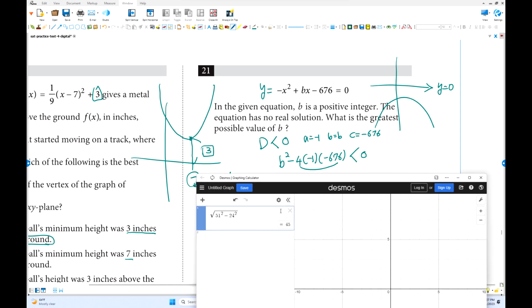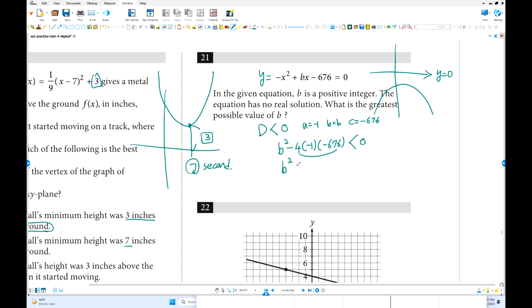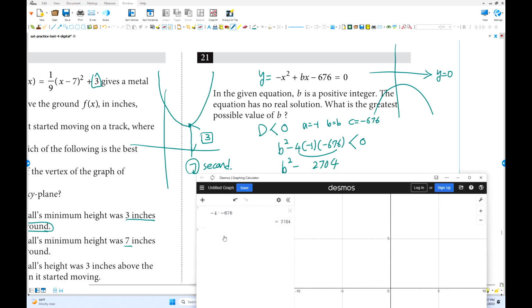Okay, take a look. 4 times negative 1, negative 4, right? Negative 4 times negative 676. That is 2704, okay? What is 2704? Let's check it out. Square root of 2704. b squared is what? Take a look.